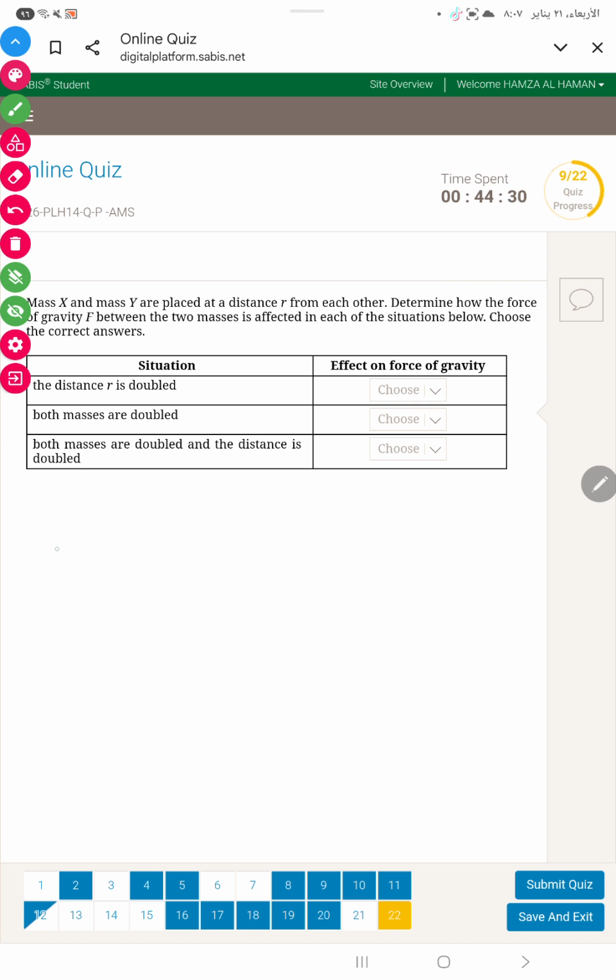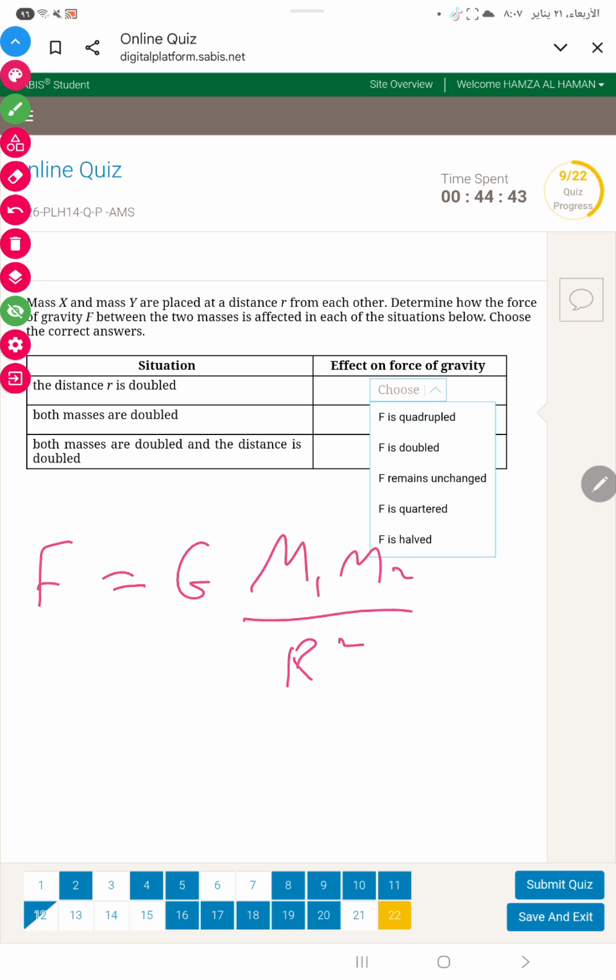So remember the formula for Newton's law of universal gravitation: G mass 1 times mass 2 divided by the square of the distance between them. Now here we're told that the distance r is doubled. If the distance r is doubled, the force will be decreased by 4 times. So it's quartered. Both masses are doubled. If both masses are doubled, the force will be quadrupled. It will multiply by a factor of 4. So quadrupled.